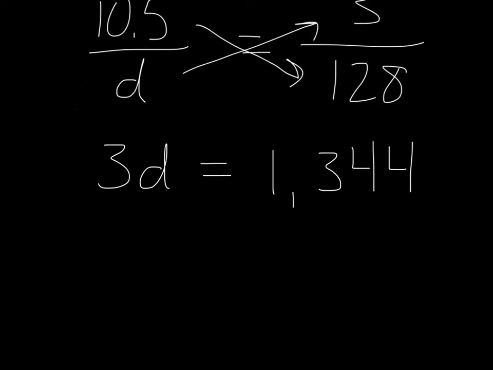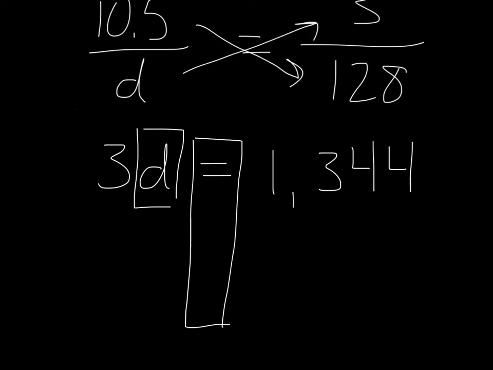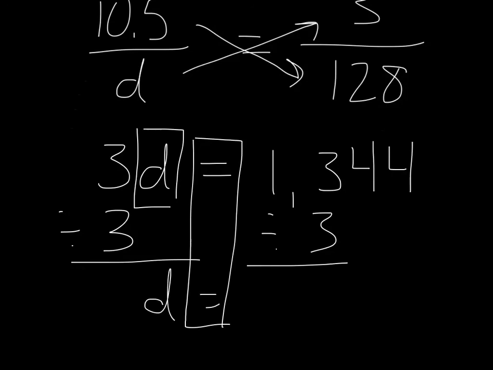Now what do we have to do? We have to box and bridge, right? So we're going to box, and we're going to bridge, and we're going to divide both sides by what? 3. Divide both sides by 3. You get left with the variable on the left-hand side, and on the right-hand side, you do 1,344 divided by 3, which is 448 kilometers.